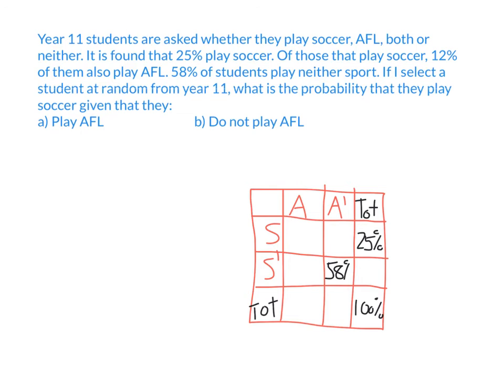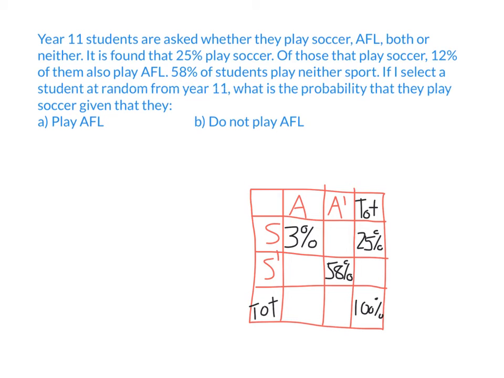Now, the other bit of information we need: of the people who play soccer, 12% of them also play AFL. So what goes here is 12% of 25%. If you do 0.12 times 25, you get 3. 12% of 25% gives us 3%. That means 3% of all students play both. Again, that's 12% of 25%.